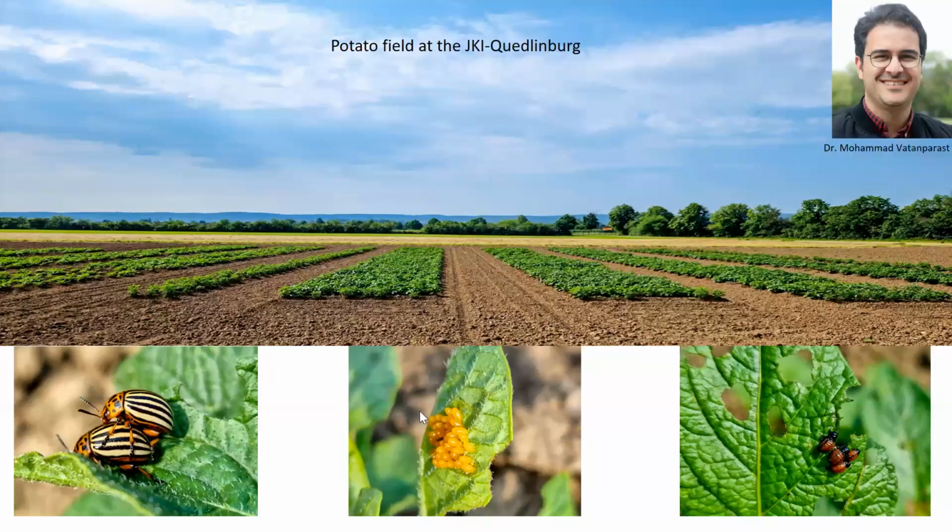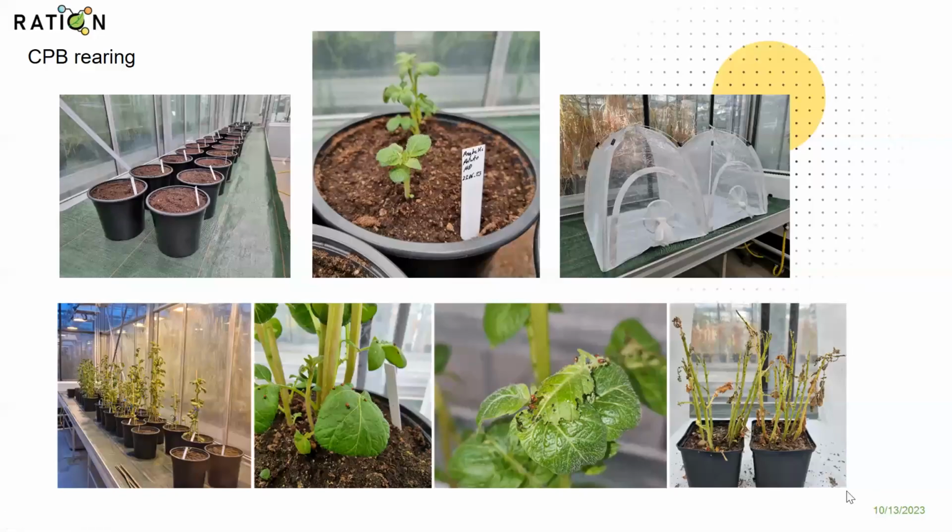So we started to work, so we needed to have the insect, the pest. The postdoc involved in this work, Mohammed Vatan Paras, went out to the potato field in the GKI facility, and then he collected adults of the CPB, eggs and also larvae, and then he started to rear the insects. So now we have a good system, it is well established, as you can see here.